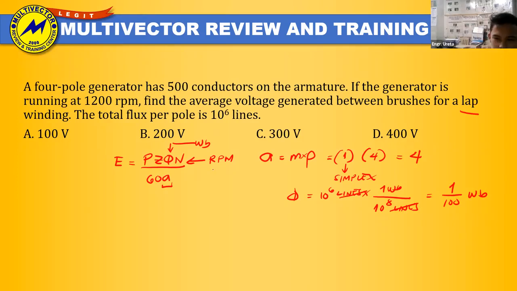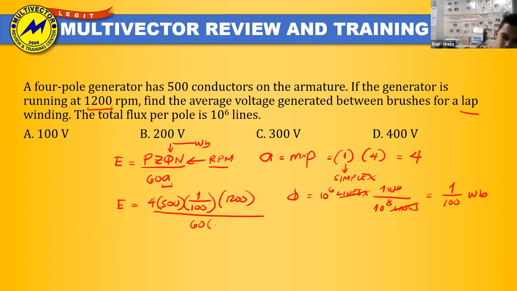Is our speed in RPM? Yes, it is in RPM. Therefore, using the direct formula, the number of poles is 4, total conductors 500, flux is 1 all over 100 or 0.01, speed is 1,200 all over 60 times the number of parallel paths, which is 4. Therefore, the EMF, if you solve that, comes out to 100 volts. So letter A.